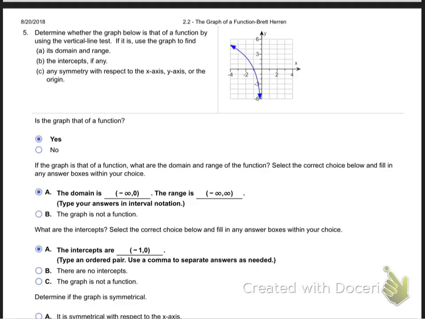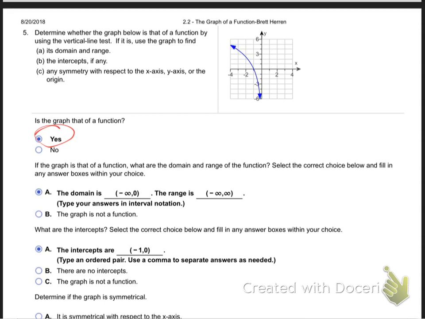Okay, number 5. Is that one a function first off? Yeah, every vertical line only hits one point. Every straight, perfect vertical line will only hit one point. So yes, it's a function. See all the answers there. What's the domain? Would you have been able to come up with that? Do you see the domain?